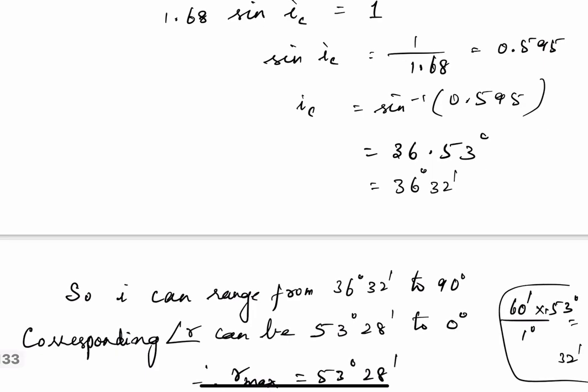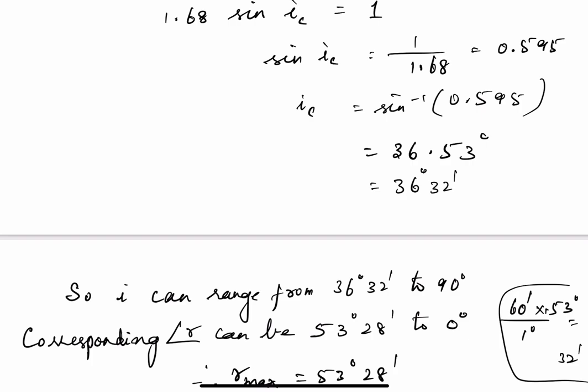Now we convert 0.53 degree to minutes. We know 1 degree is 60 minutes, so 0.53 degree is 32 minutes. So it is 36 degree 32 minutes, which means the IC critical angle is this. Beyond that, up to 90, this I value can range.